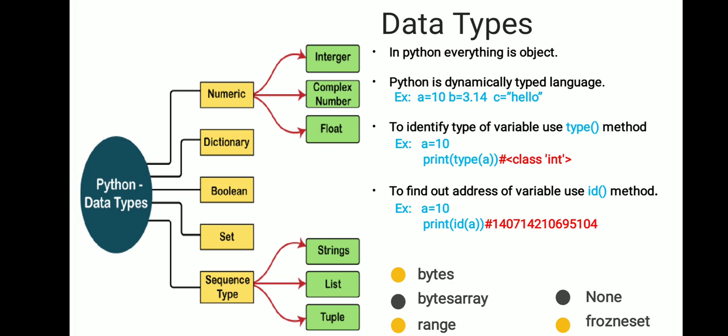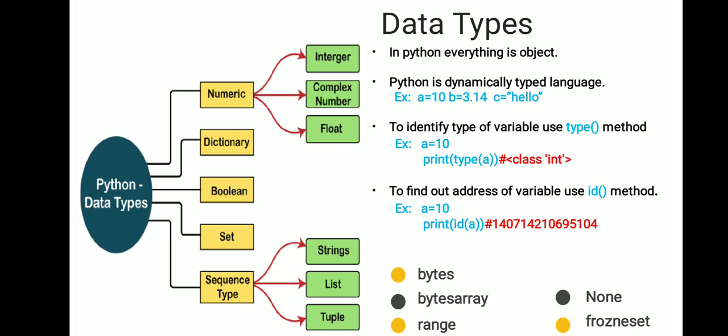Then the third point is to identify the type of a variable. In Python we have one inbuilt method. That method name is the type method. So the variable whose type you want to find out, you have to pass that variable to the type method. Okay, now see the example.